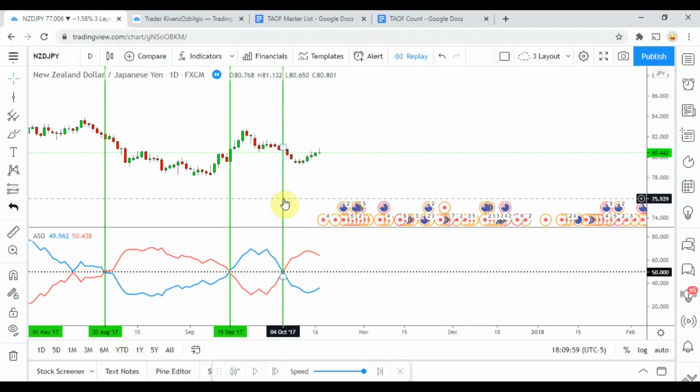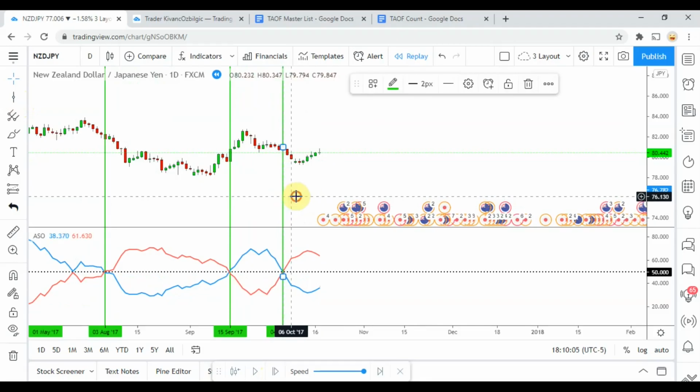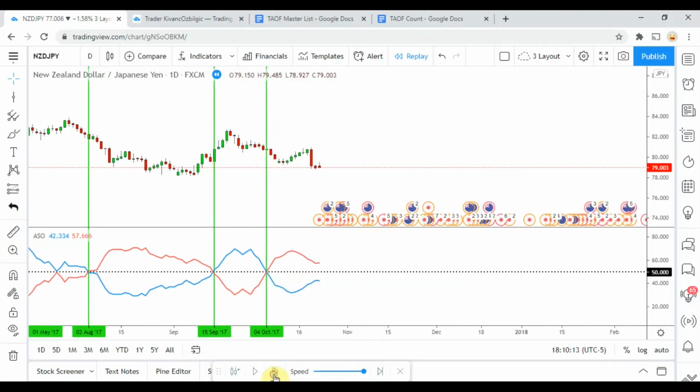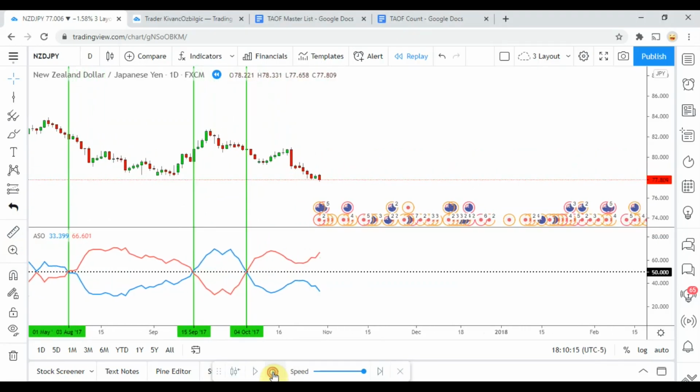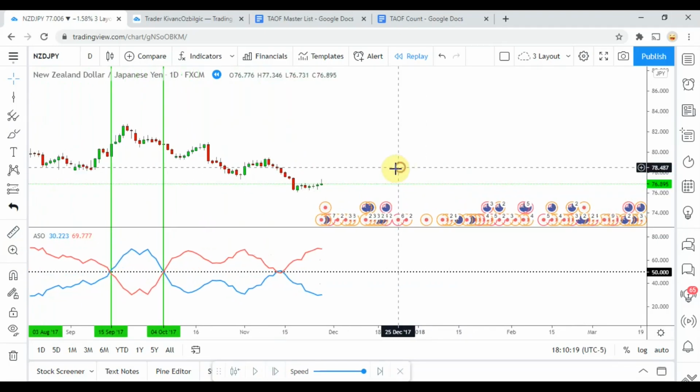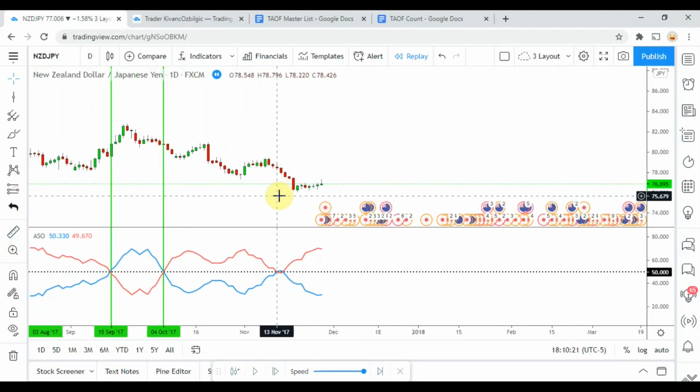Let's double check. Did we get the cross? Yep. The red line is above 50. Yep, so that would have been, and does appear to be, another winning trade. Yes, indeed. Continue to move on here. All right, what did we get here?